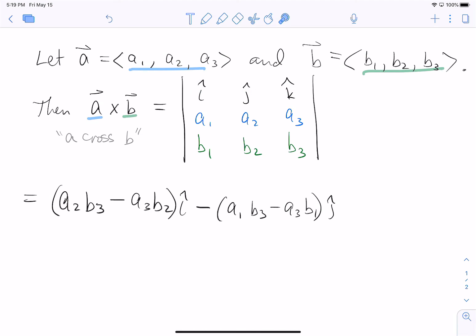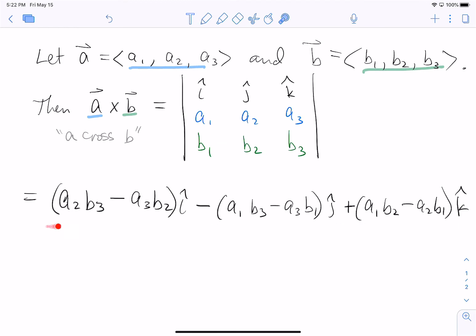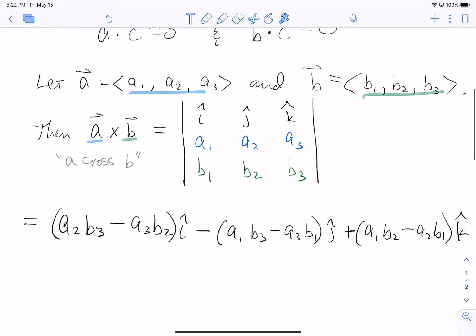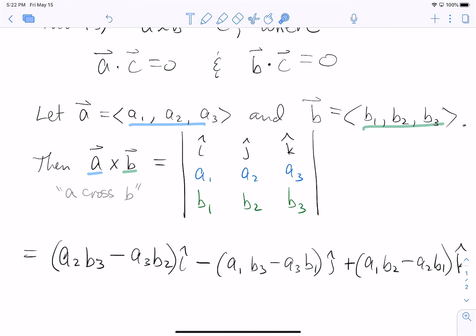Then mentally cross out the row and column that contain k. We have a plus, and then compute the determinant of the remaining entries, so a1 b2 minus a2 b1 times k. Looks rather complicated and tedious, but you get used to it pretty quickly. If you're wondering where on earth they got that, our author gives a presentation that shows that if you were after a vector c that is orthogonal to both a and b, then using algebra you can determine that this would be the result.